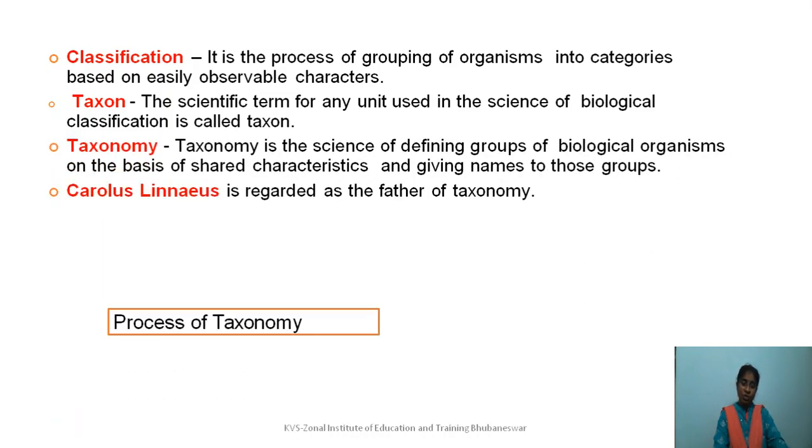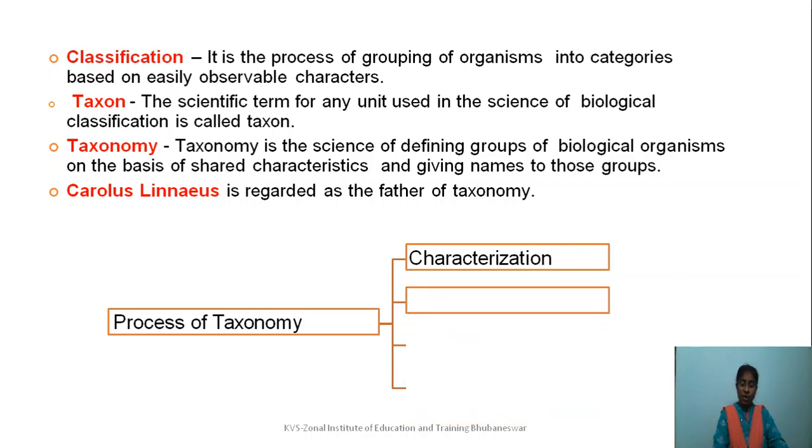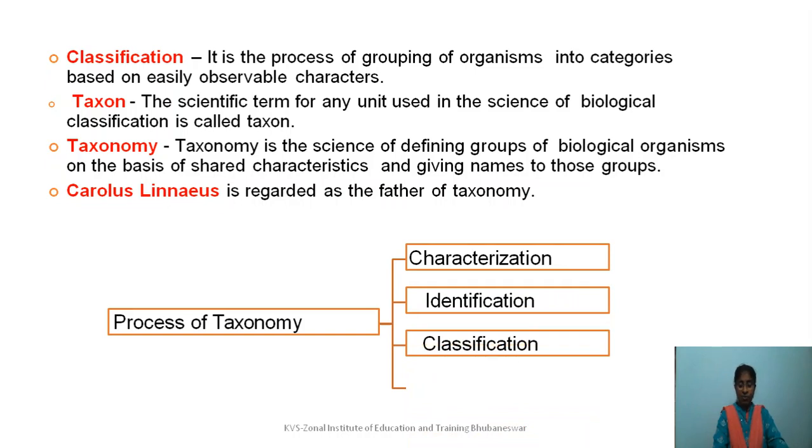Next one is taxonomy. Taxonomy is the science of defining groups of biological organisms on the basis of shared characteristics and giving names to those groups. Linnaeus is regarded as the father of taxonomy. What is the process of taxonomy? Let us see. First one is characterization. Second one is identification. Third one is classification. And fourth one is nomenclature.